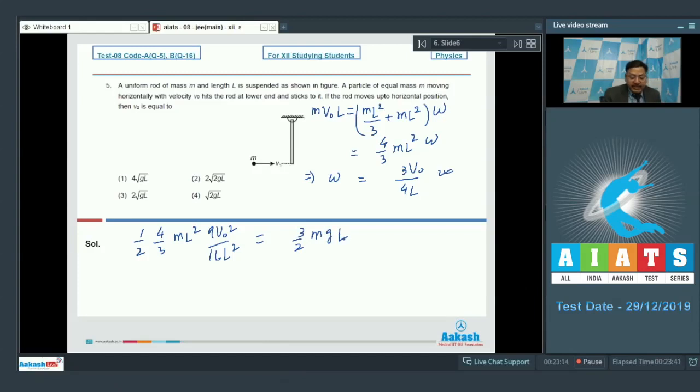Let's simplify this and find the expression for V0. So this L square cancels with this L square, and then this 3 and this 9 and this 3 will all cancel. This 2 will cancel with this 4, and this is 4 here. You find that we get V0 is equal to simply 2 root GL, which matches with option 3. So option 3 is correct for question 5. Let's go on to the next question now.